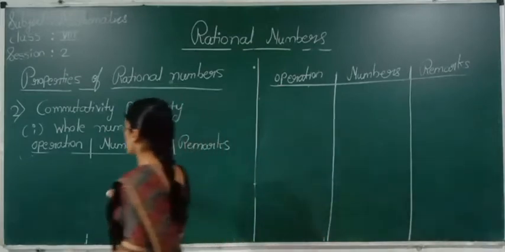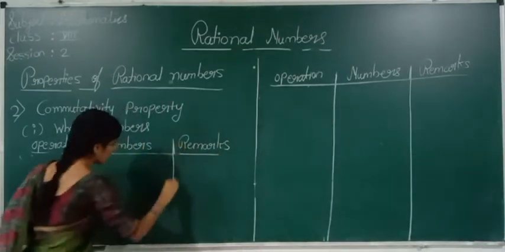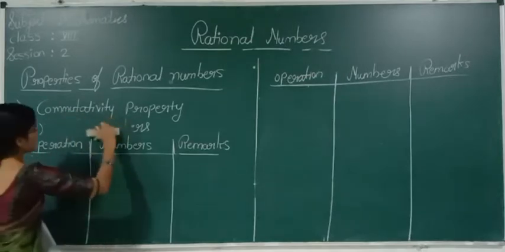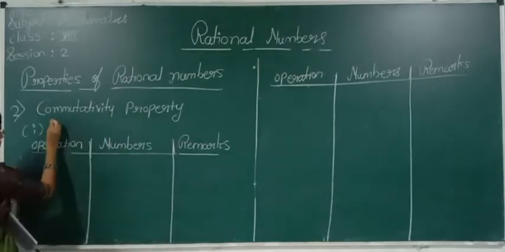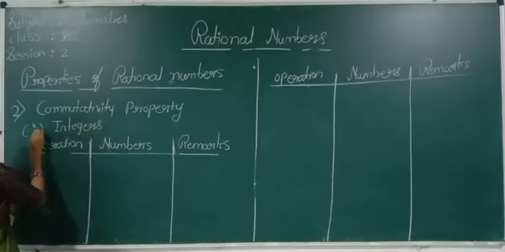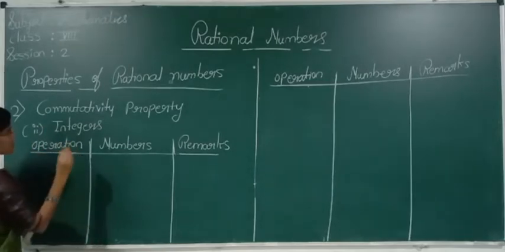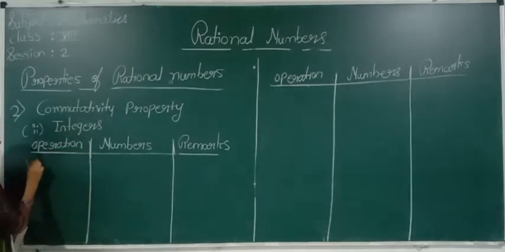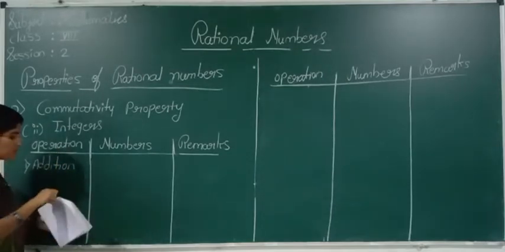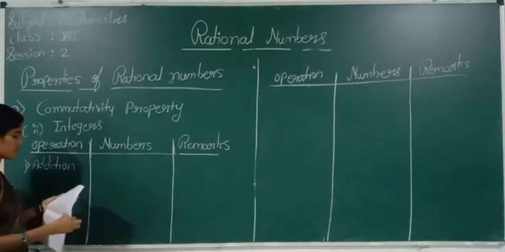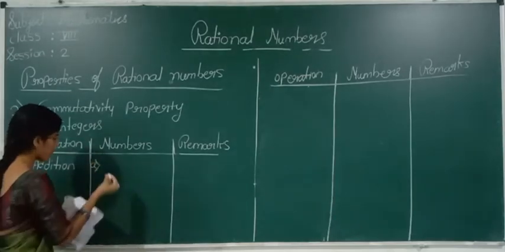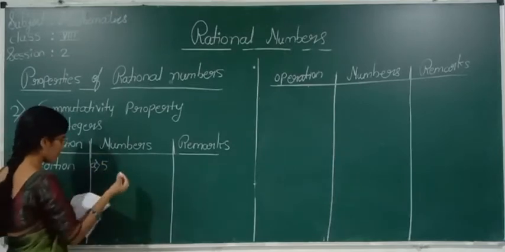Okay, now we will see the commutative property for integers. First we will take addition. Problem number 1, or we can say example number 1.